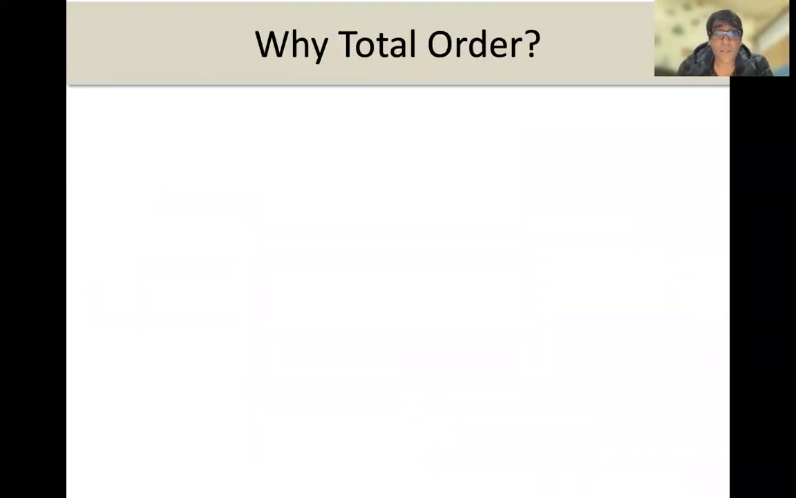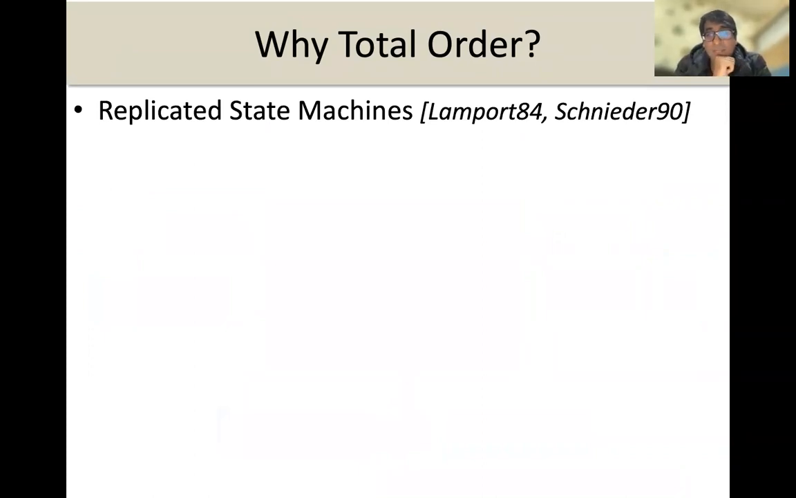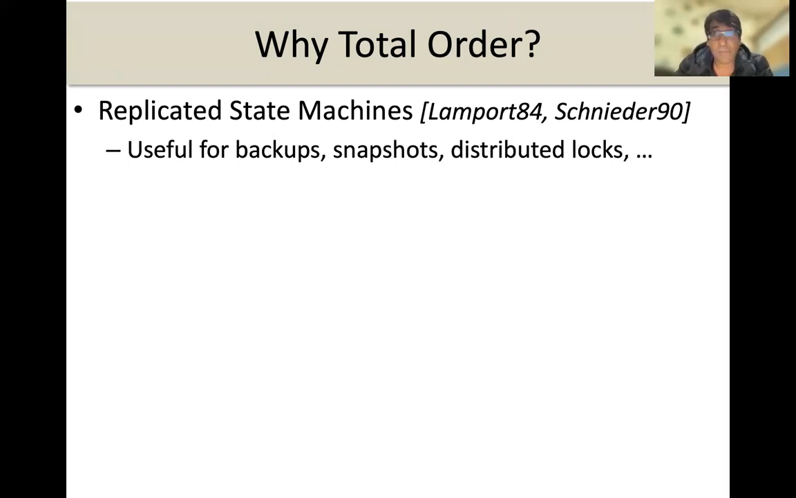Now, why are we interested in getting a total order, a complete ordering over accepted transactions? It turns out that this idea is rooted in something very well established in the academic literature on distributed systems, and this goes by the name of replicated state machines. By the way, this is the basis for doing backups, snapshots, distributed lock systems, and so on. Lots of stuff that underpins cloud technologies today.